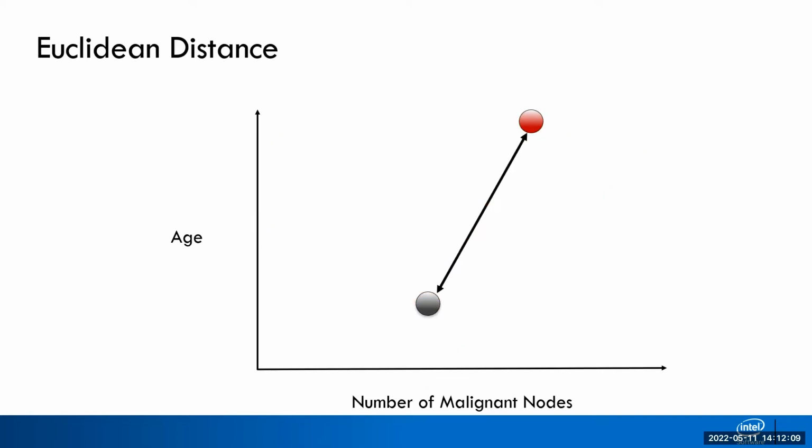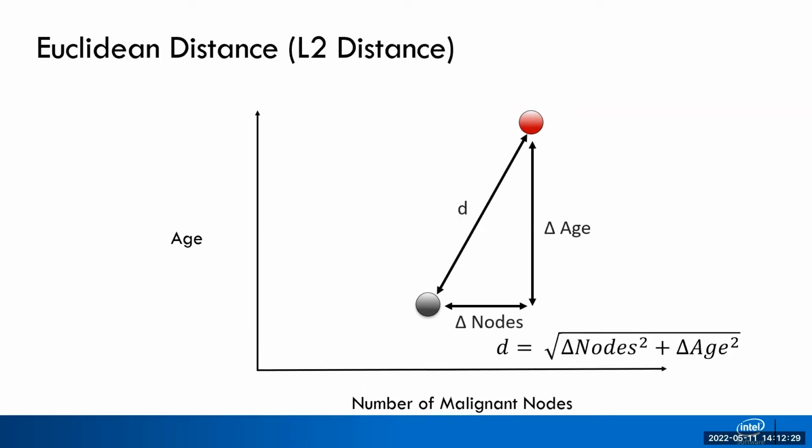The first, very well-known, is Euclidean distance, which is the hypotenuse: hypotenuse squared is side squared plus side squared. Everyone knows that to calculate the distance between 2 points, the Euclidean distance is the square root of x1 minus x2 whole square plus y1 minus y2 whole square. If you see, this is the basic L2 distance, where I have my diagonal as d, and we calculate the square root of nodes squared plus age squared.